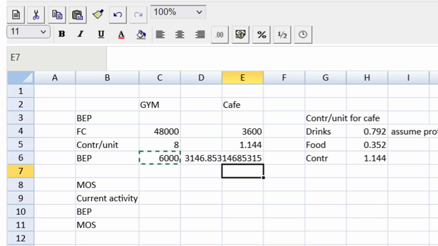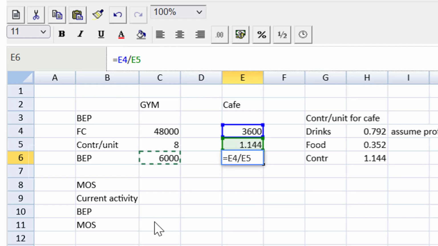There it is. There it is not. That looks kind of messy. It's not a round number. It's a messy figure. We can't have a partial customer. We can't have a 0.8 customer, so we need to round that up. There's two things we could do. We could just retype the 3146 to a 3147, or we could use this cool function right here.